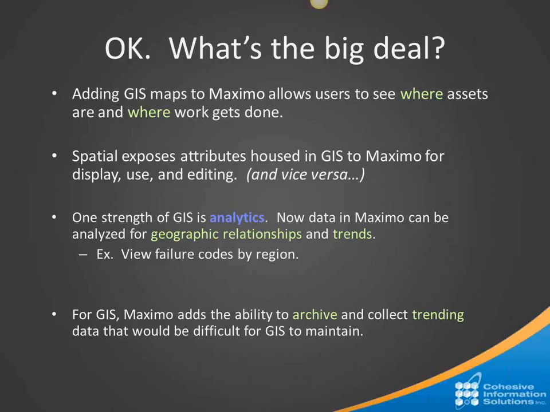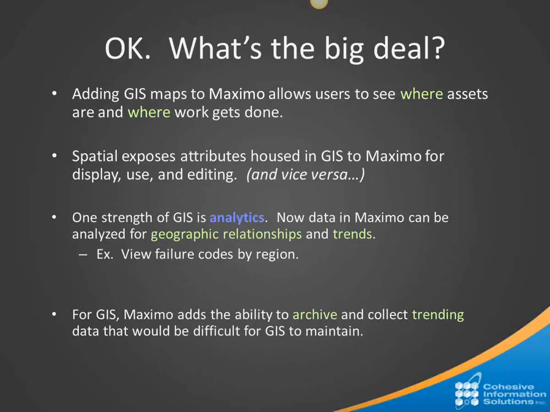One of the strengths of GIS that is not always apparent to people that have not lived in a GIS world is that GIS is strong in analytics. There are certain analytics that we do with just plain Maximo, but GIS takes it to another level and lets you do analysis based on geography and location. So you can start to ask questions like, let me see the failure codes by region, or are there problems within a certain proximity of critical assets? These are easy questions for GIS to answer, but we may not have been able to answer them effectively with just core Maximo in the past.